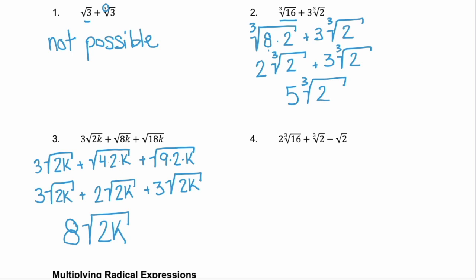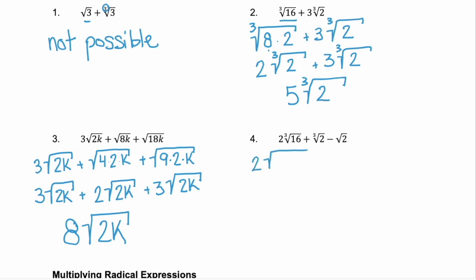What about example 4? We have 3 terms again. Notice that the first 2 terms have the same index of 3. They're both cube roots. But that third term is a square root. So we're not going to be able to subtract that square root. But we can combine the first 2 terms. So let's begin by simplifying them to see if we can get them to have the same radicand.